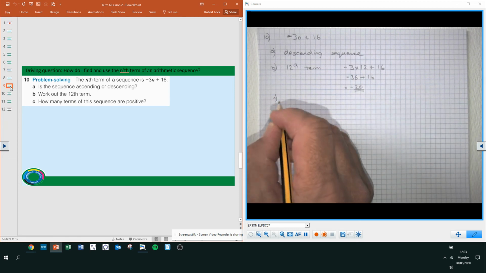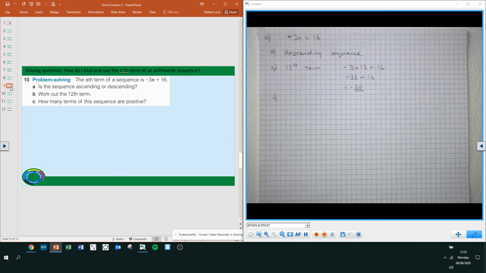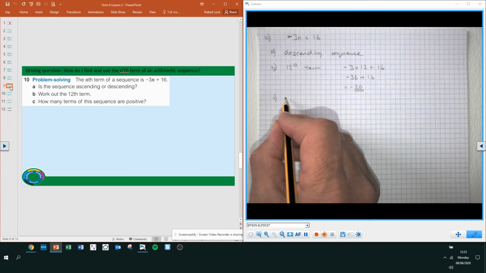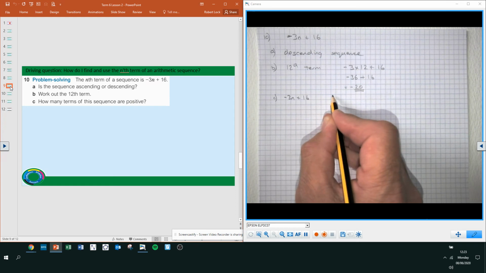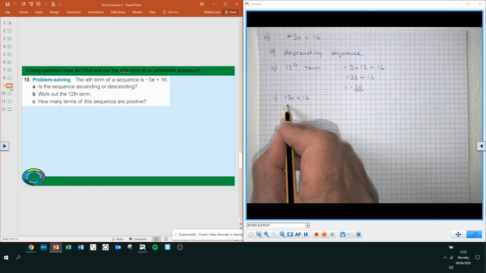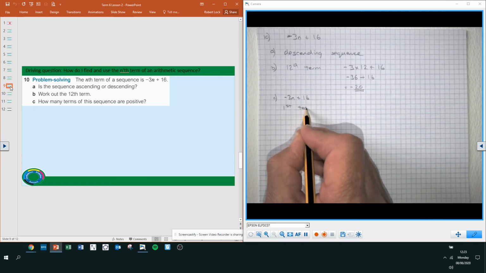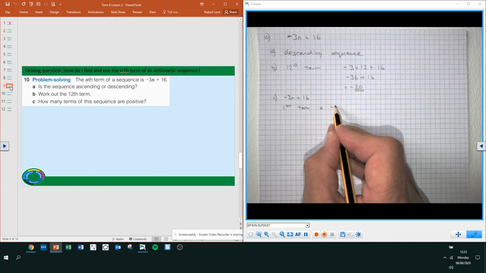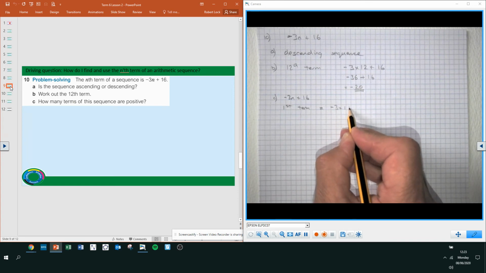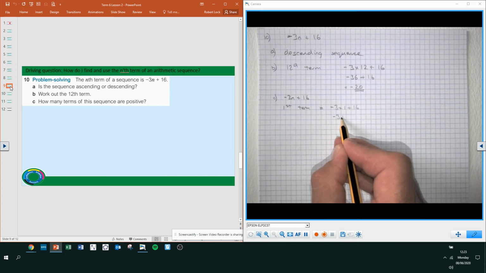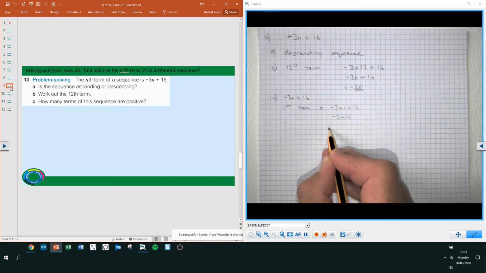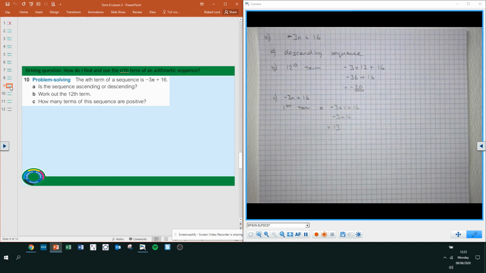C. How many terms in a sequence are positive? Well, let's work out the first one first. Minus 3n plus 16. So what is the first term? Which will be minus 3 times 1 plus 16. Minus 3 times 1 is minus 3 plus 16. The answer will be 13.